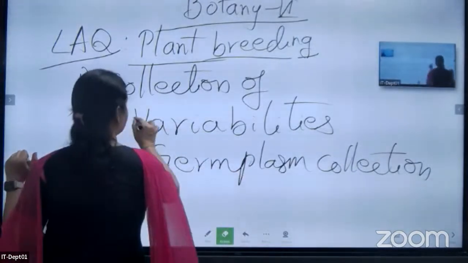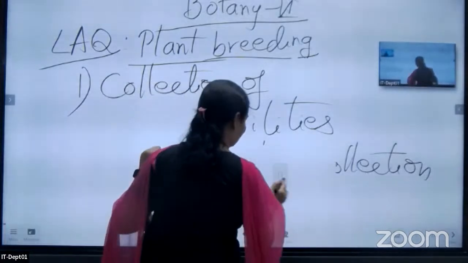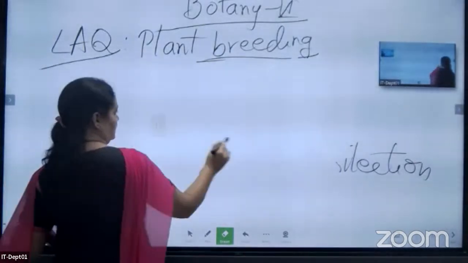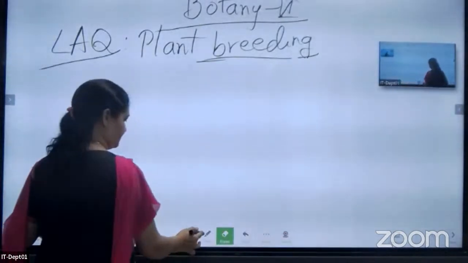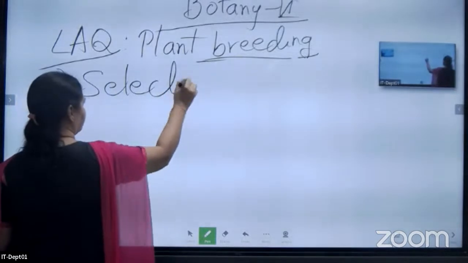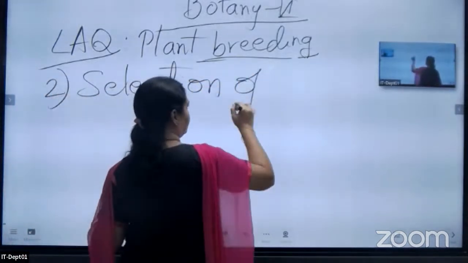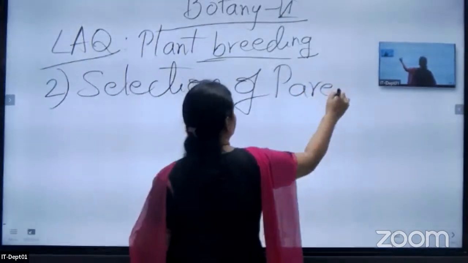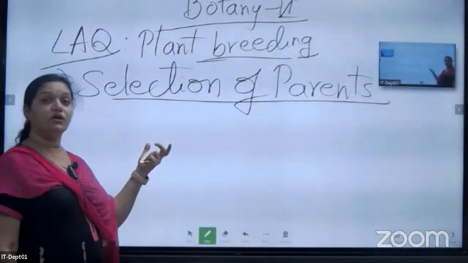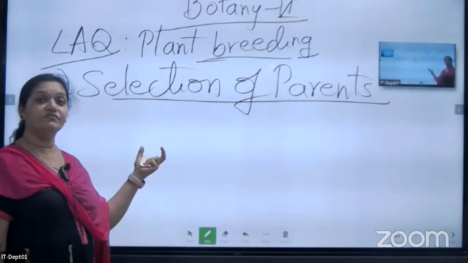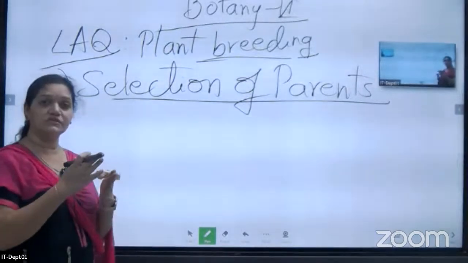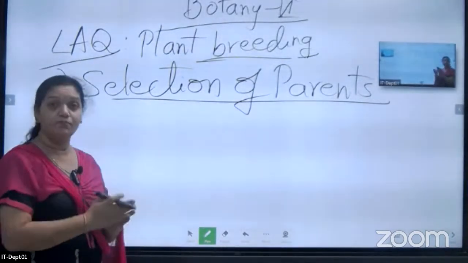Now comes the second step: selection of parents. You can write this much also. What is meant by selection of parents? From the germplasm collection, that means when we have collected different varieties from different areas, we have to select the parents from them only.